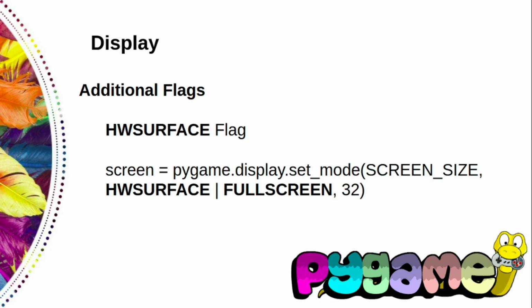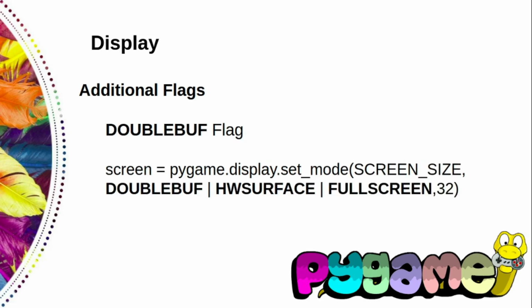The disadvantage of hardware surfaces is that they are not that well supported on all platforms, right? They tend to work on the Windows platform but not so well on others. Hardware surfaces will also benefit from the DOUBLEBUF flag. This effectively creates two hardware surfaces, but only one is visible at one time. The following line of code will create a double buffered hardware surface. So here you have to pass double buffered, hardware surface, and full screen flags at the same time.